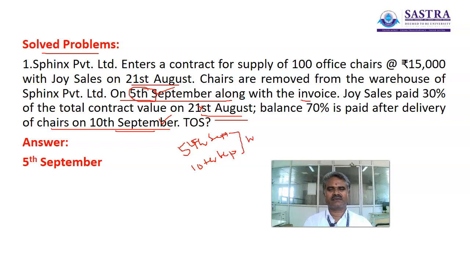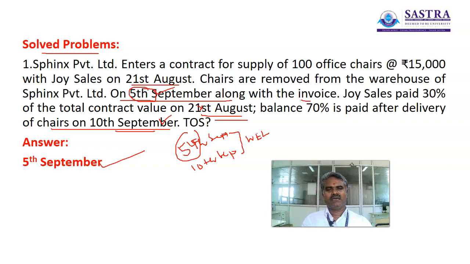So whichever is earlier is what? 5th. So the time of supply is 5th. So this supply is taxable on 5th September. Hope you understand this problem.